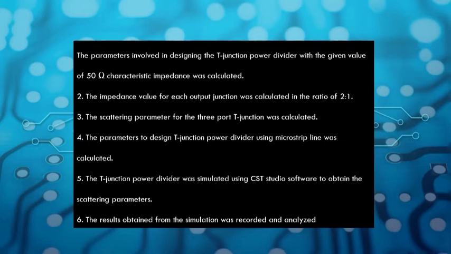calculated as well. After calculating the width and length for the microstrip line, the T-junction power divider was simulated using CST Studio software to obtain the respective scattering parameters. And finally, the result that was obtained from the simulation was recorded and analyzed.